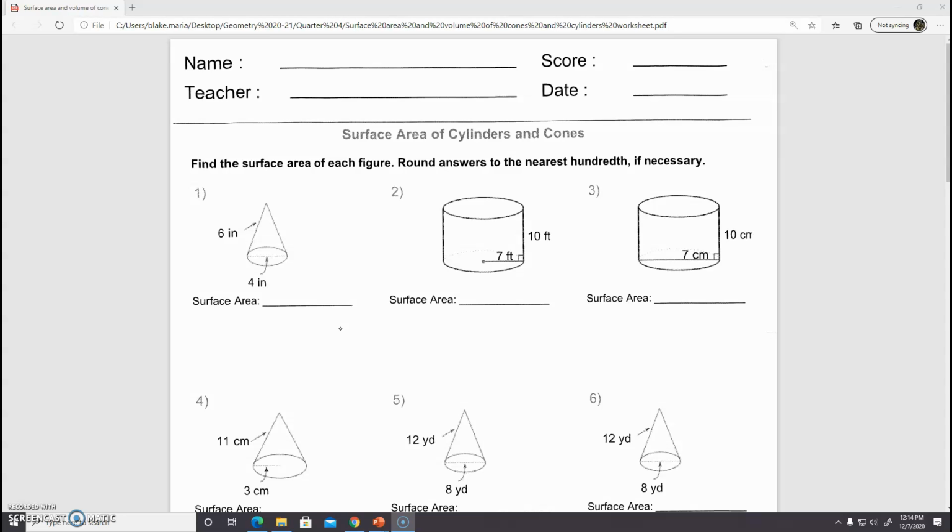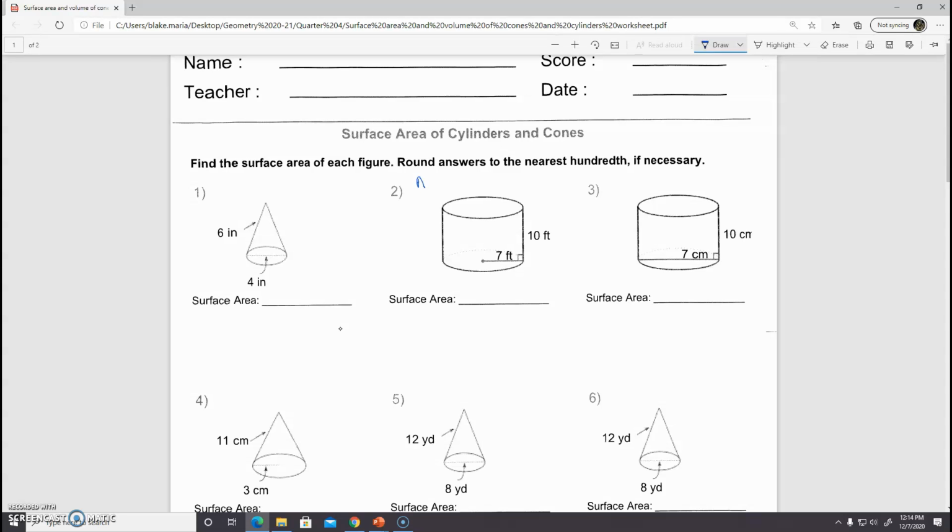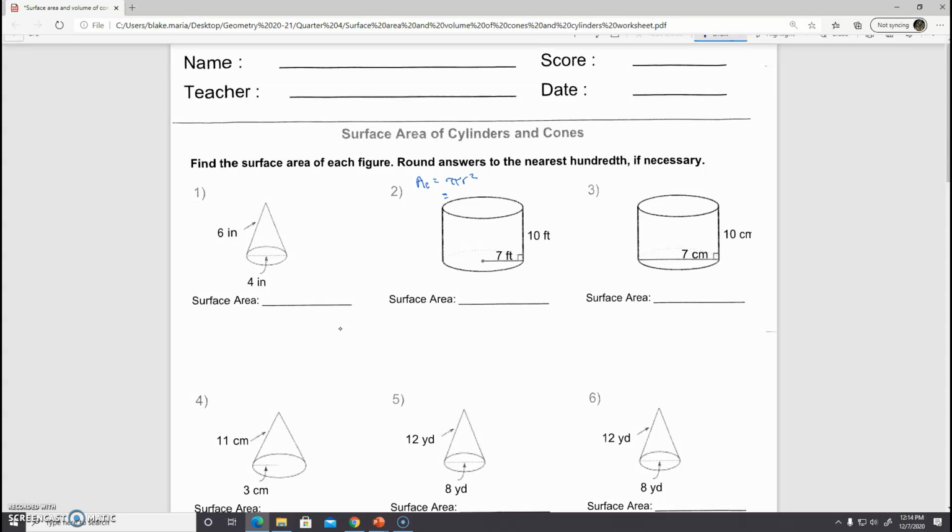Quick recap of cylinders, just to make sure you guys are good on this. Cylinders, you had the two circles, and then you had that rectangle that wraps around, right? Think of a soup can label. So your two circles, so area of a circle is pi r squared, right? So in this one, pi, my radius is 7 squared, 49 pi.